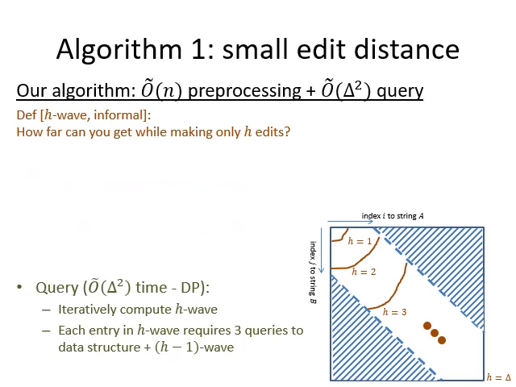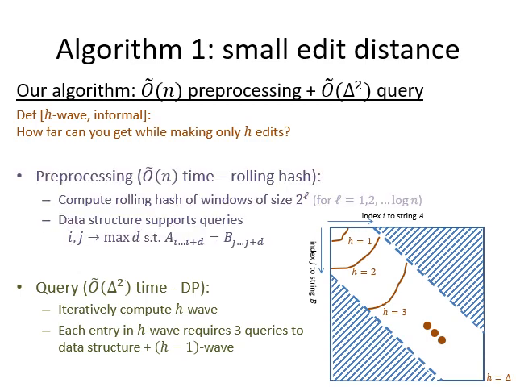Now that we're done with warm-up, I can show you our entire algorithm in just one slide. In fact, we use the same h-wave and the same dynamic programming for the query step. In the pre-processing step, we replace the suffix tree, which required knowledge of both strings, with hashes that we can compute for each string separately. That's it.